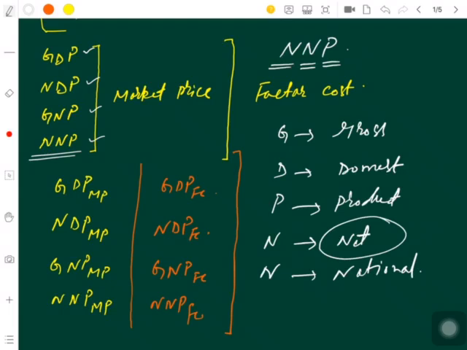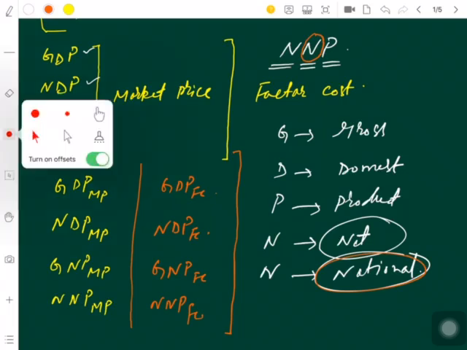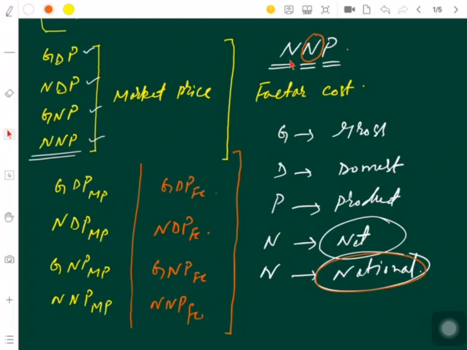The second N stands for national. If I change the color, this stands for national. So this N stands for national. So we will expand it. It is net national product. I'll expand it again. It is net national product. See, it is here also, net national product.